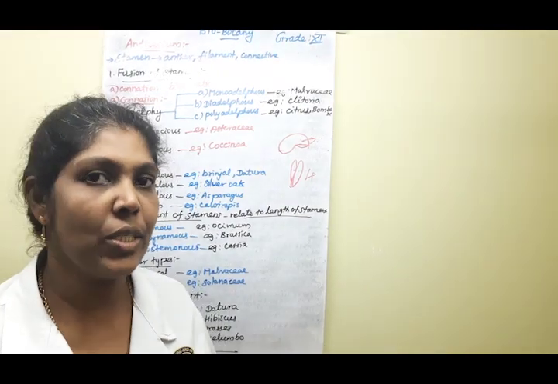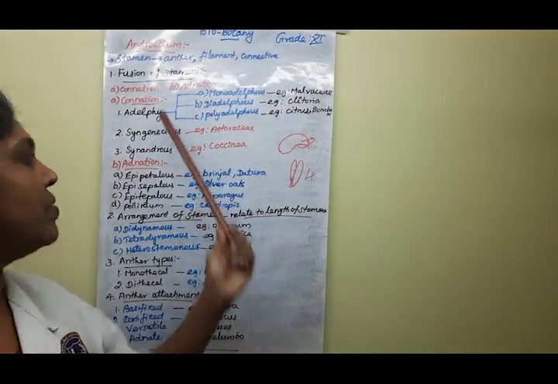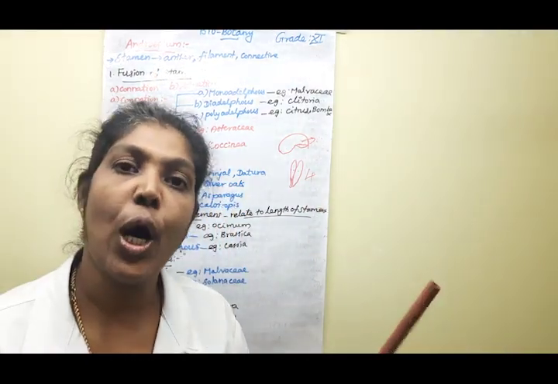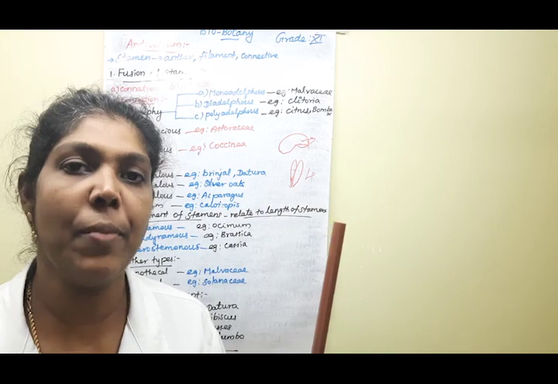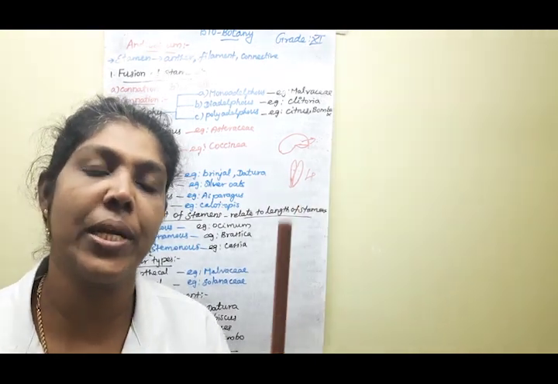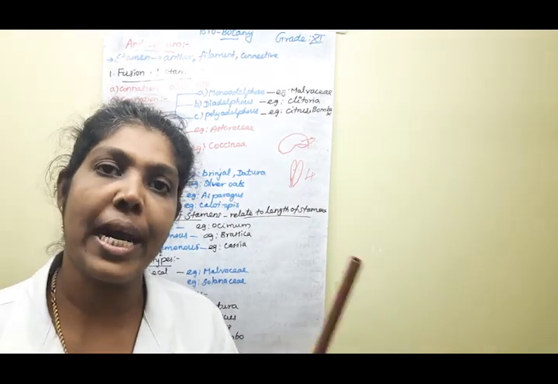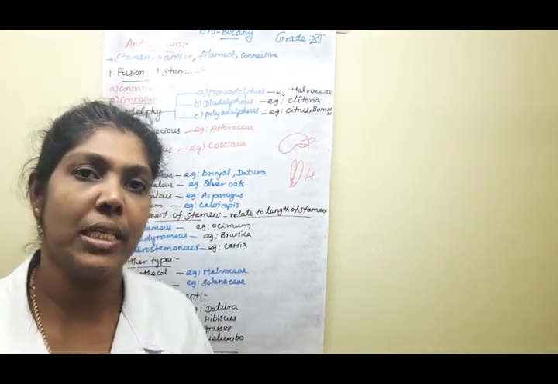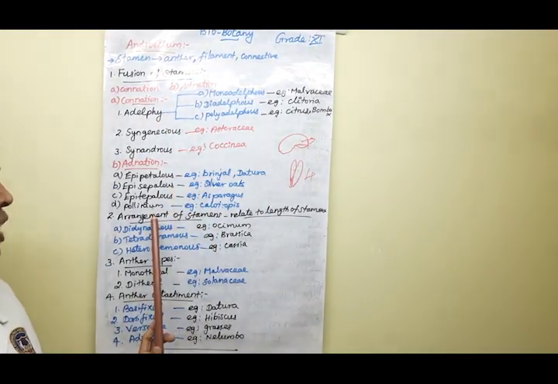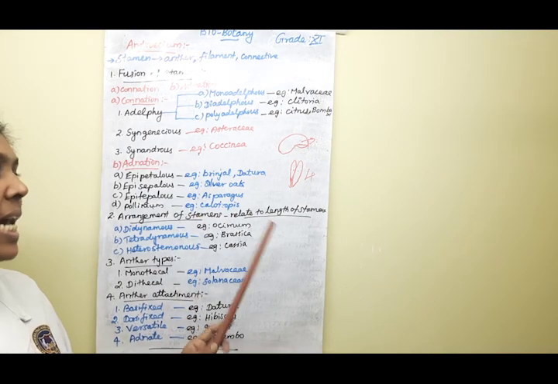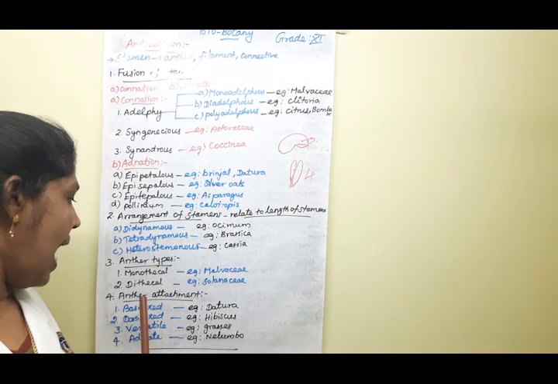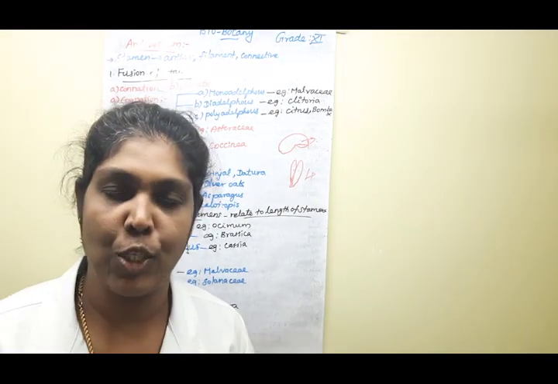Understood? Today I am going to tell once again from first to last. First, one of the male reproductive organs is called the androecium. The androecium comprises single units known as stamens. Regarding that, we are going to learn about 4 subtypes, children: fusion of stamens, then arrangement of the stamens, which is related to the length of the stamens, then anther types, and then the last one is anther attachments.